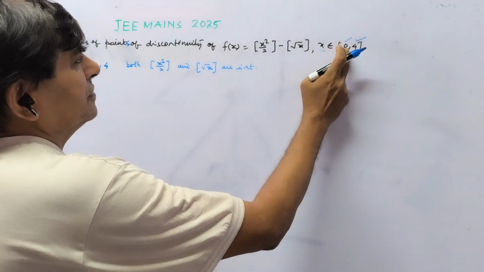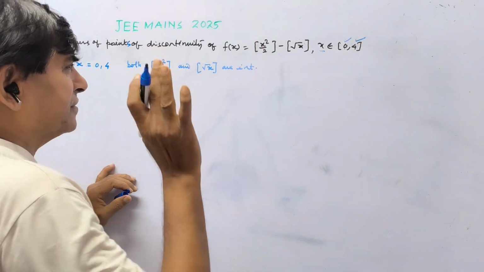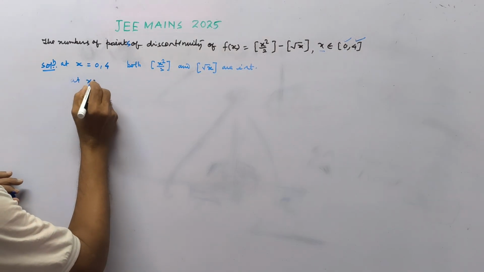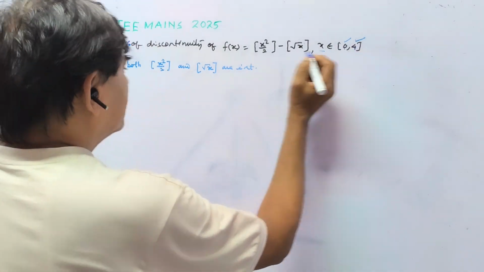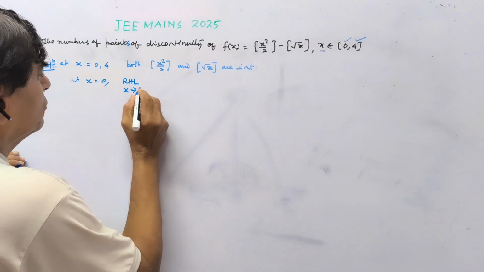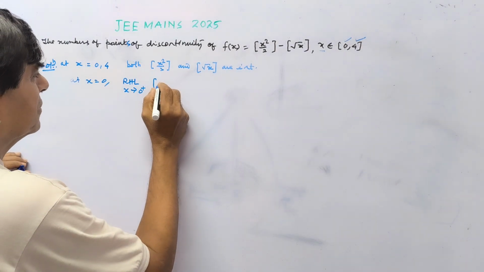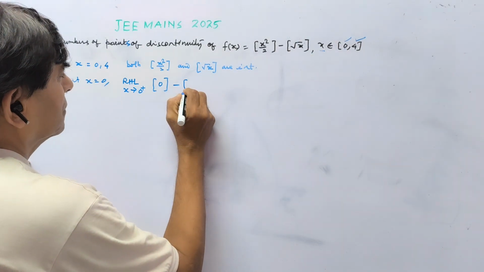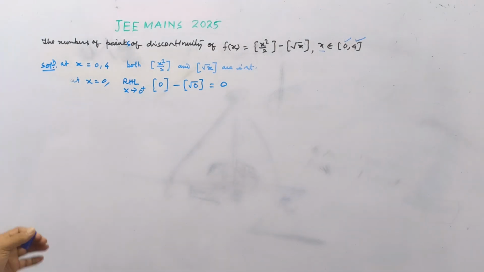So see, if x is 0, both are integers. If x is 4, both are integers. So first check at these points, at x is equal to 0. Since we have to move right side, I am taking the right hand limit, x tends to 0 plus. Put here 0, so it is 0, and then minus square root of 0, so this is 0 coming. Clear?